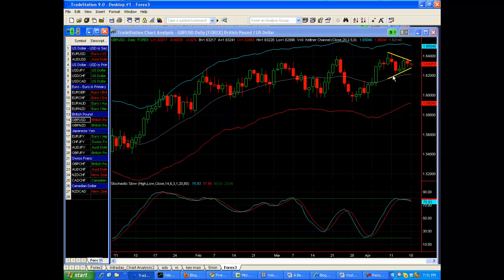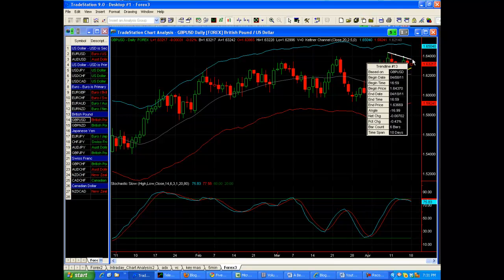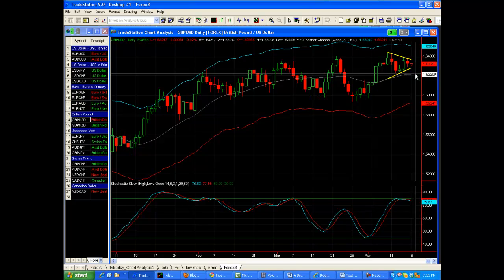Here's the cable. Cable is in a consolidation here. Friday was an inside candle. Actually, I have to move the lines up a little bit here. So watching to see if it can break out here. If it can, may get a nice little move here and see if it can tag this upper Keltner channel line. So watch the pound here. If it breaks, use the other side of this little coil as the potential stop here.